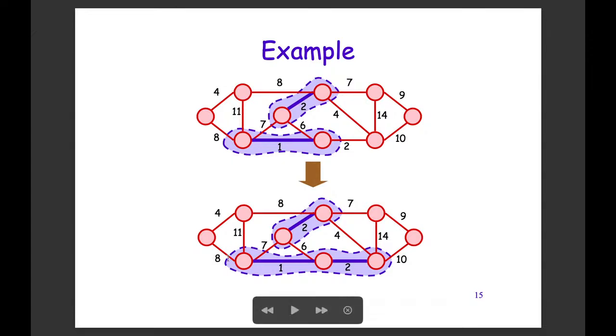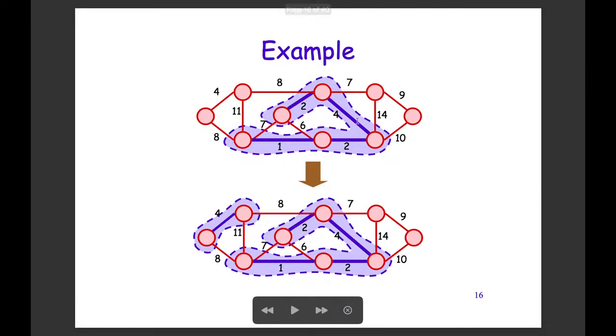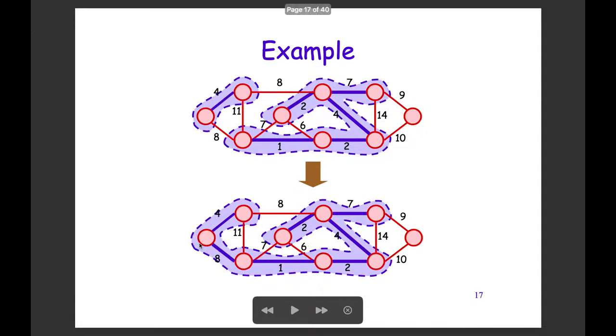And then this blue node is connected to this blue node with 3 edges. So it's not a simple graph anymore. So there are 3 edges. Okay. And next, we pick this edge. This is 4. So 4 is the smallest. And next, we pick this edge. This is smallest.